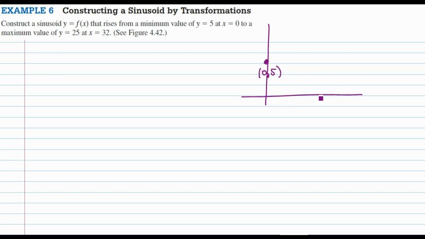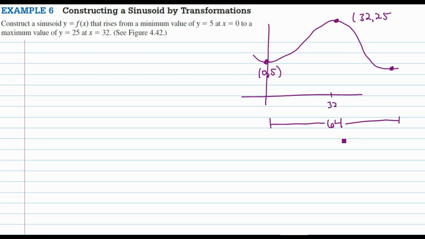Okay, well this is just going to be a sketch, but basically if I have an x value of 32 out, my y value is going to be all the way up at 25. This is going to be (32, 25). And this was the minimum of the sinusoid. This is the maximum. So we actually have another half of the curve to go before we complete a full period of the curve. So from 0 to 32, that's half the period, which means 64 is the period.